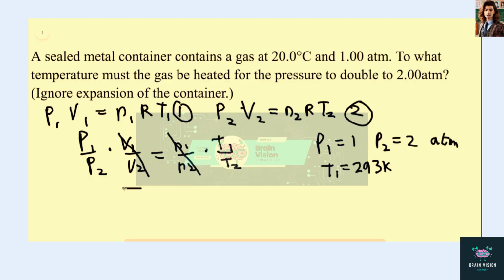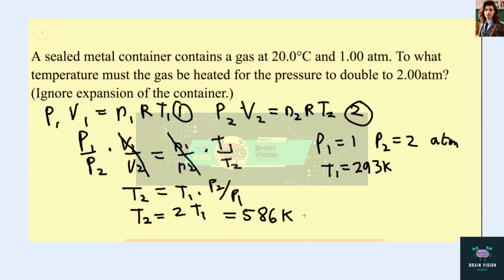So setting T2 as the subject of the equation, we have T2 is equal to T1 dot P2 divided by P1. P2 over P1 is just 2. So T2 is equal to 2T1. So 2 times 293 is 586, so T2 is equal to 586 Kelvin, which in degrees Celsius is equal to 300. So subtracting 273 to get back to degrees from Kelvin is 313 degrees.